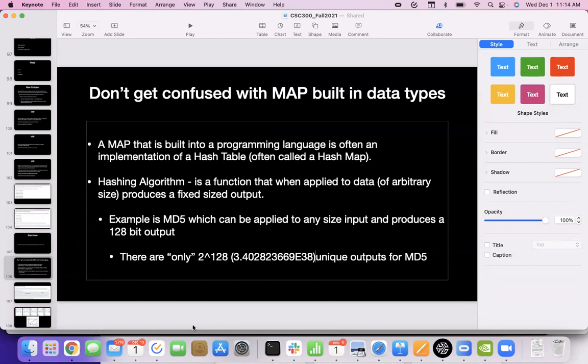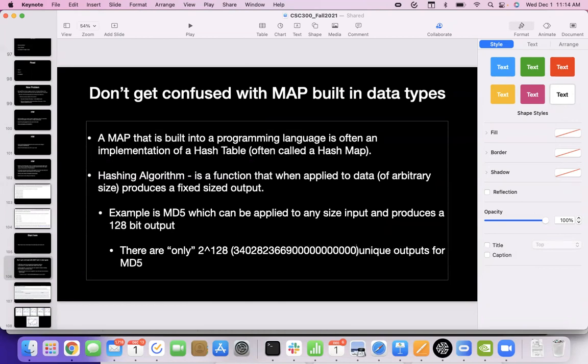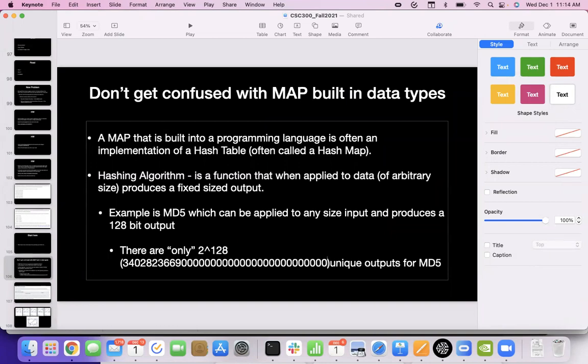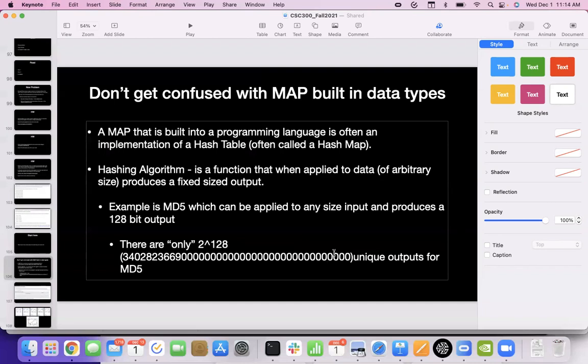So that is 2 to the 128th, which is this value. 1, 2, 3, 4, 5, 6, 7, 8, 9. So that's 29 more. So that number always looks more impressive with commas.